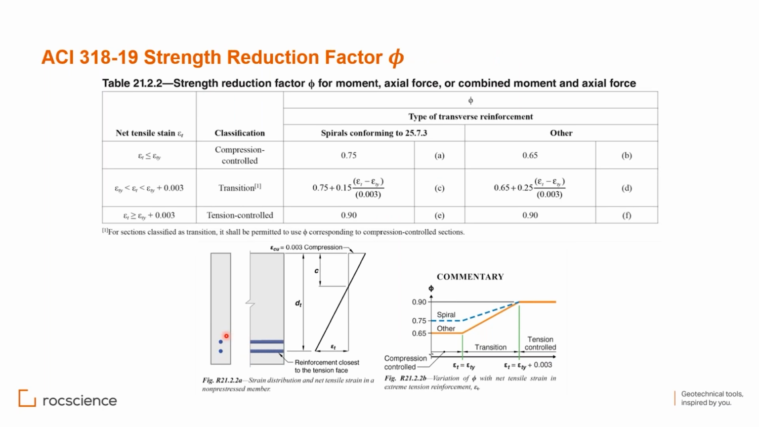This is how the ACI 318 factors look like. So it depends on the strain. That's why it's not a single factor. It changes with the location of the point in the interaction diagram.